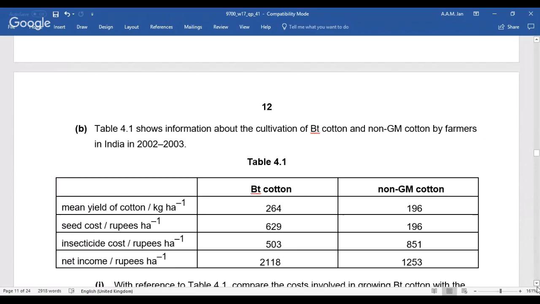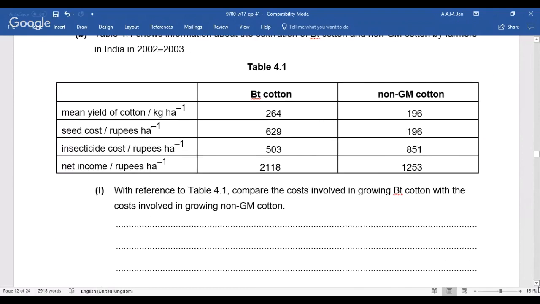So, this table shows information about the cultivation of GM cotton and non-GM cotton. And what we're looking at is different figures. Each of these things has different units, and the units are here in the heading of the table. So the yield is different between the GM and the non-GM. The cost is different. The insecticide cost is therefore different, and the net income is therefore different. So this table compares the cost involved in growing this genetically modified cotton with the non-GM.